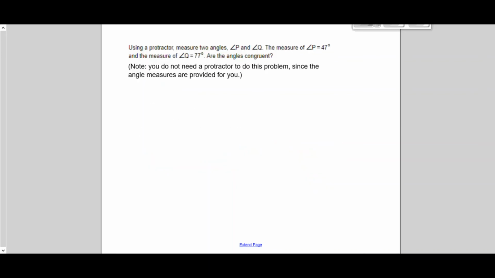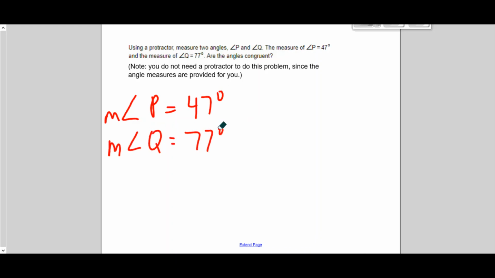So in this next example, it says, this is similar to a problem in MathXL. It says using a protractor, measure two angles, angle P and angle Q. The measure of angle P is 47, and the measure of angle Q is 77. They want to know, are they congruent? You do not need a protractor to do this. All you're going to do is compare the two angles. If they're the same, they're congruent. If they're not the same, they're not congruent. So I'm just going to look. 47 and 77, not the same. So these are not congruent.